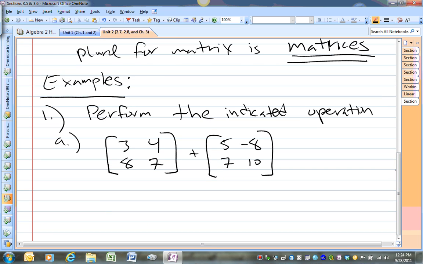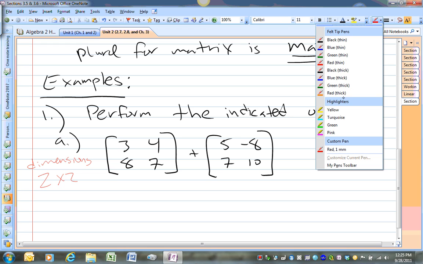So quick question, what kind of matrices are these? The dimensions are 2 by 2. Whenever the dimensions are identical, we're allowed to add them. So here's how we add them. It's very, very simple. You probably might have already guessed how to do it.